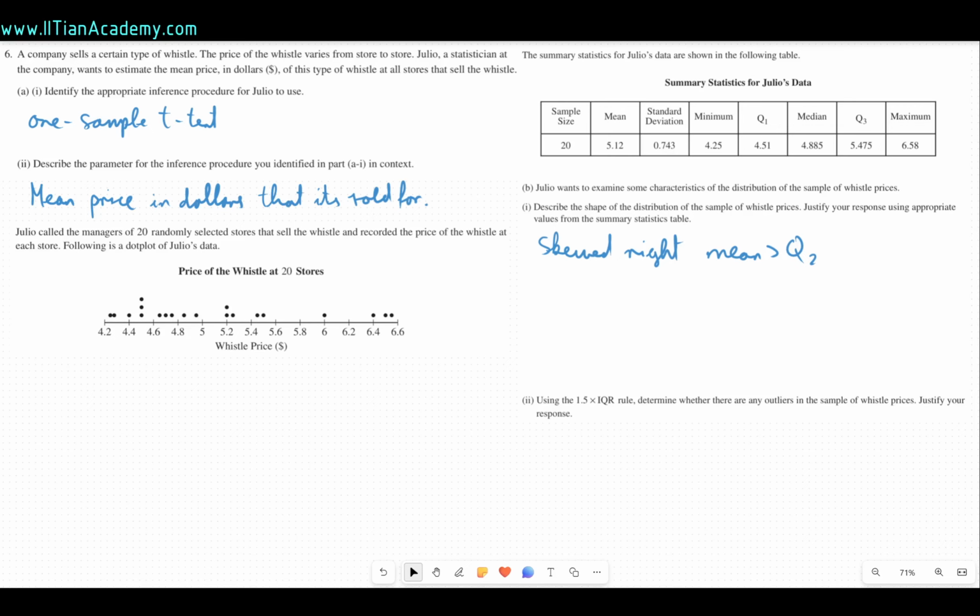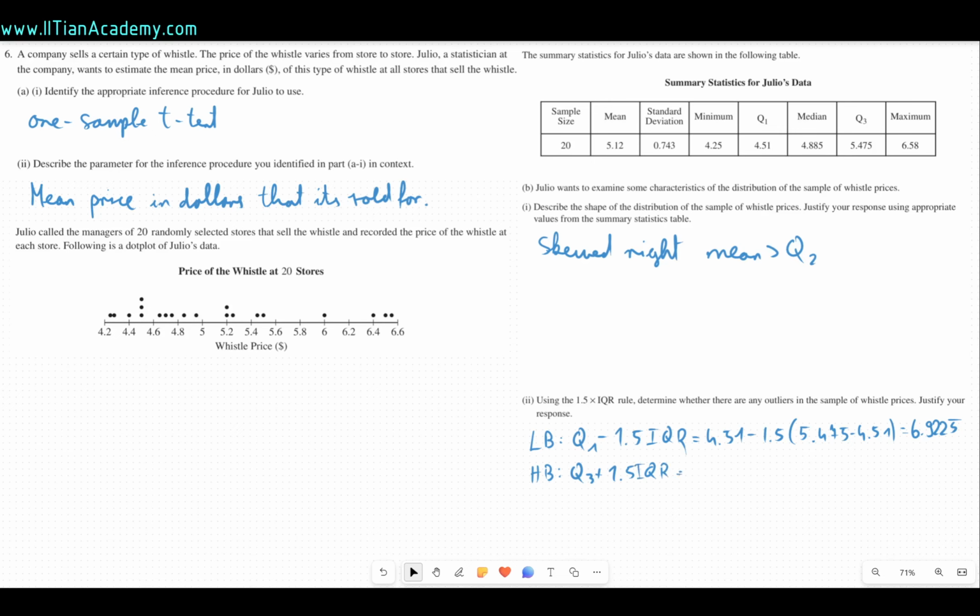So what we can say is that we can calculate the lower and upper bounds. The lower bound is going to be Q1 minus 1.5 times the IQR. And the IQR is obviously going to be the difference between Q3 and Q1. So this will be 4.51 for Q1 minus 1.5 times the difference of Q3 and Q1, minus 4.51. This is equal to 6.9225. And then the higher bound is going to be Q3 plus 1.5 times the IQR.